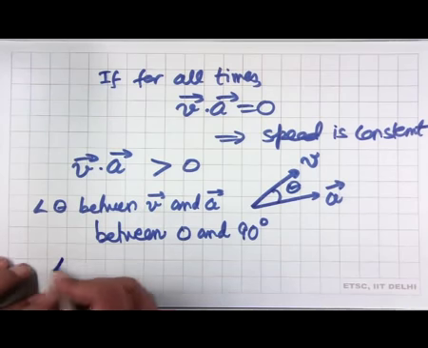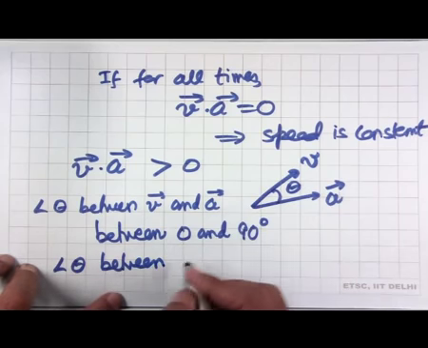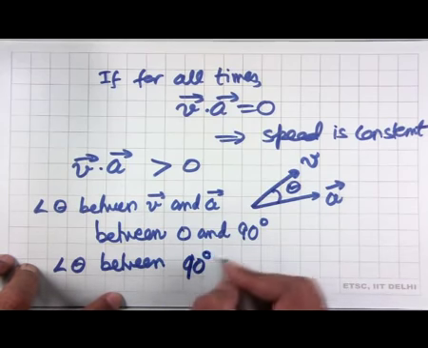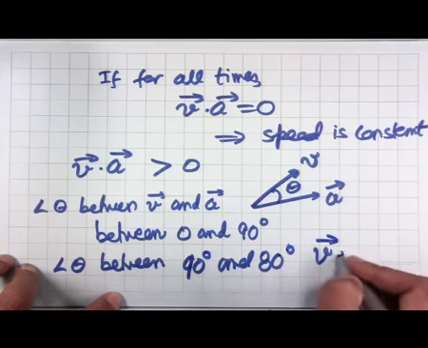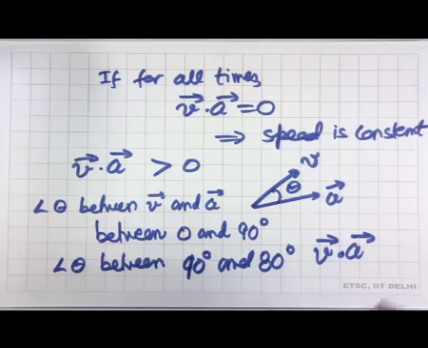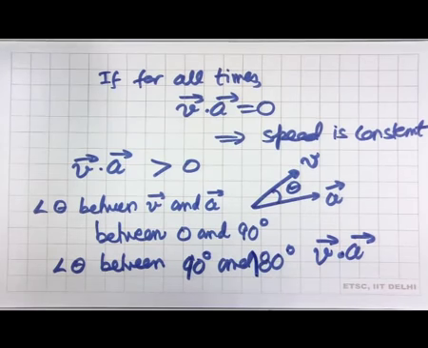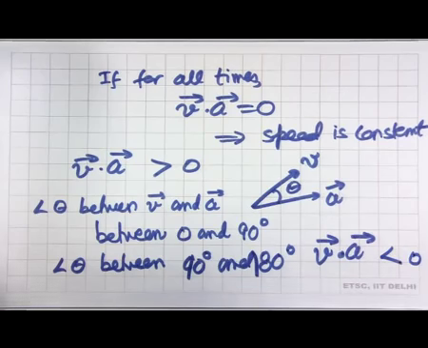If the angle theta between v and a is between 90 degrees and 180 degrees, then v dot a will be equal to magnitude of v times magnitude of a times cosine of the angle. So, that will be less than 0.